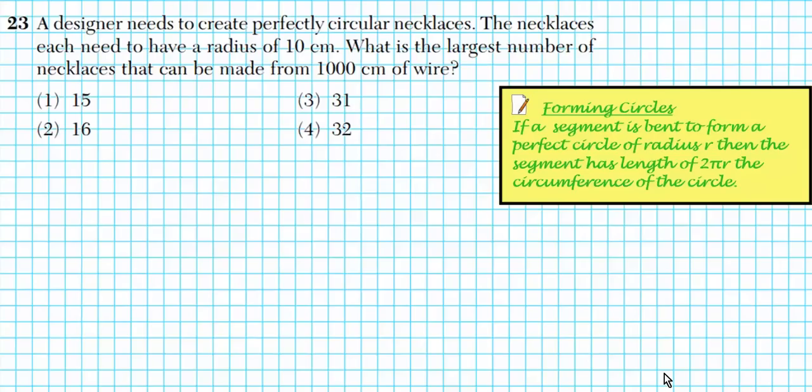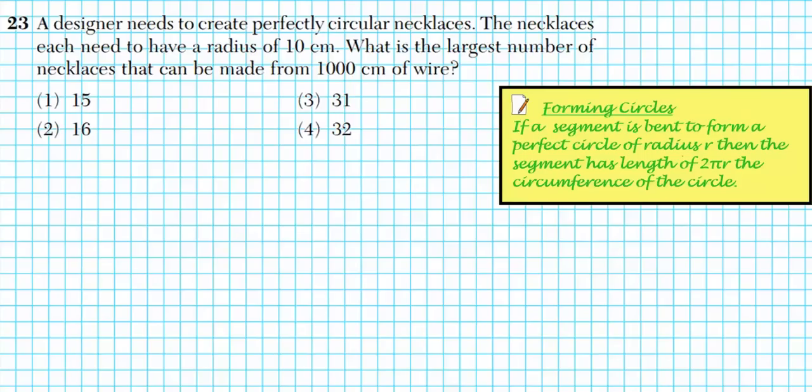All right, let's take a look at number 23. It reads, a designer needs to create perfectly circular necklaces. The necklaces each need to have a radius of 10 centimeters. What is the largest number of necklaces that can be made from a 1000 centimeters wire?